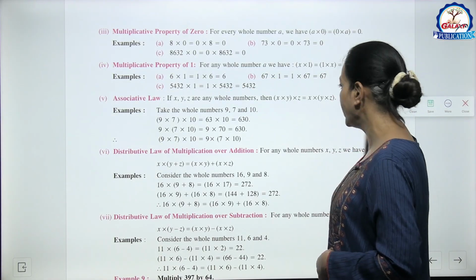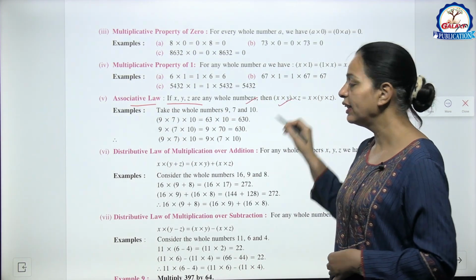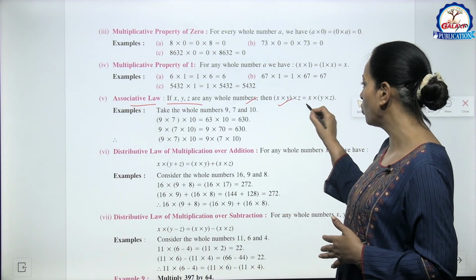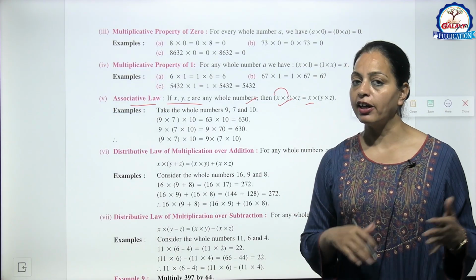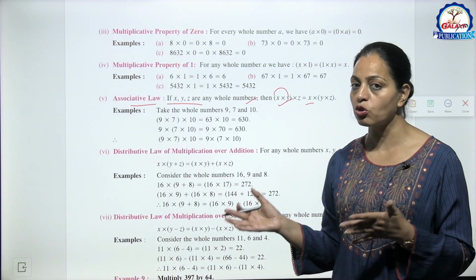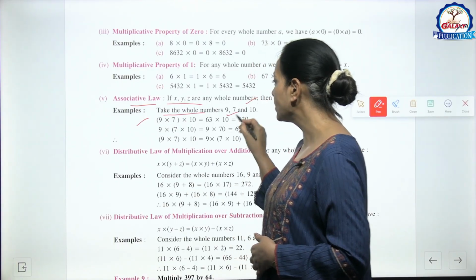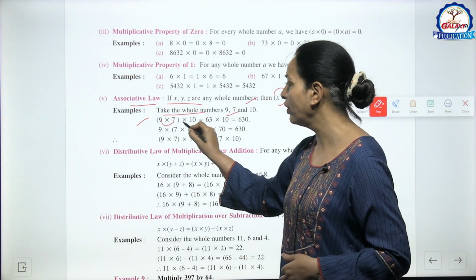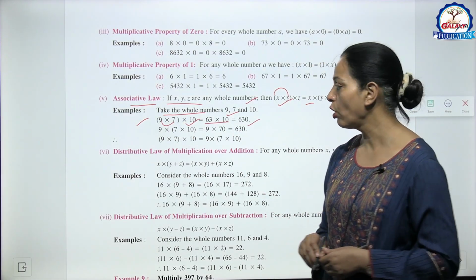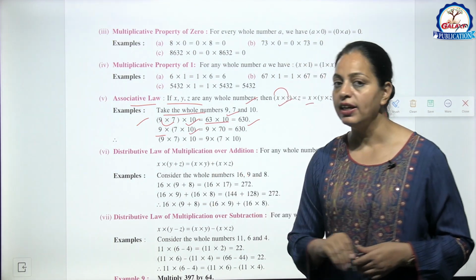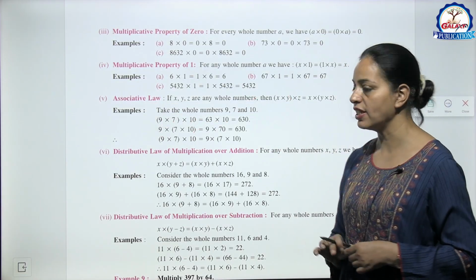Okay, now come to next property, associative law. If x, y and z are any three whole numbers, then x into y into z equals to x into bracket y into z. यानी हम फर्स्ट टू नंबर्स को मल्टीप्लाई करें फिर थर्ड नंबर से करें या फिर लास्ट टू नंबर्स को मल्टीप्लाई करें फिर फर्स्ट नंबर से करें, आंसर वुड बी सेम. फॉर एग्जाम्पल टेक द होल नंबर्स 9, 7 and 10. 9 into 7 into 10, 9 7 जा 63 into 10, answer is 630. Or how we can do 9 into 7 into 10, 9 into 70, answer is 630. So this is the associative law.